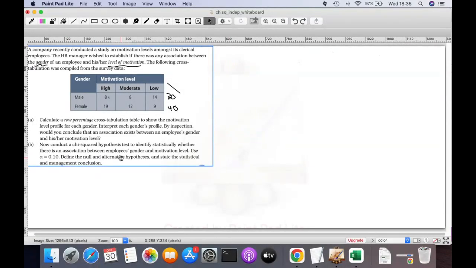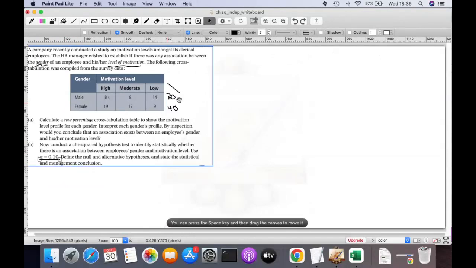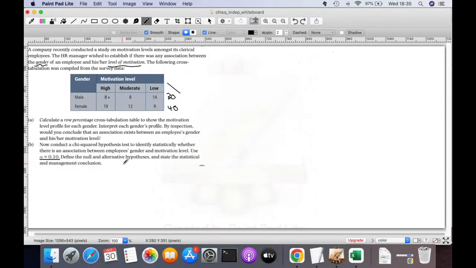So let's look at question B. Conduct a chi-squared hypothesis test to identify statistically whether there is an association between employees' gender and motivation level. Use alpha of 0.1. I'm just going to highlight that because it's going to use that value. Alpha equals 0.1. And they tell you to define the null and alternative hypothesis, and state the statistical and management conclusion. All of that is pretty much telling us to do the usual 5 steps for hypothesis testing that we've been doing in the last 3 COLAB sessions.